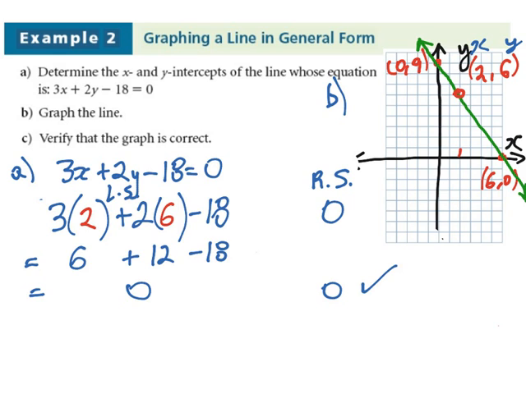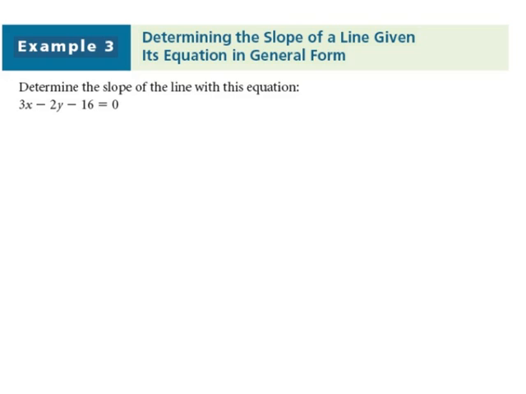Let's take a look at yet another example. Determine the slope of the line with this equation. Now this is a general equation, 3x minus 2y minus 16 equals 0. It's general. We can't just look at this equation and tell exactly what the slope is. So what we have to do in this situation is convert this equation into slope y-intercept form.